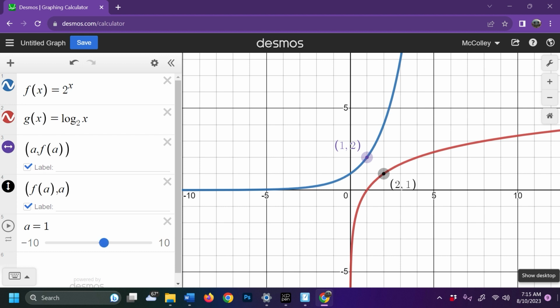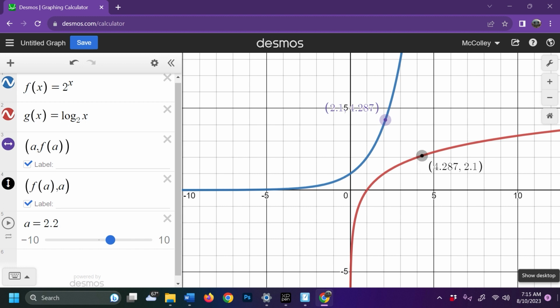So when I do move this slider, let's say I move it to 2, you'll notice that again I have 2, 4, and then on the logarithmic I have 4, 2. This isn't a proof, but it gives you a good intuition that as I slide along, the x's and the y's have been switched. It gives you a good intuition that this f of x function and this g of x function are in fact inverses.